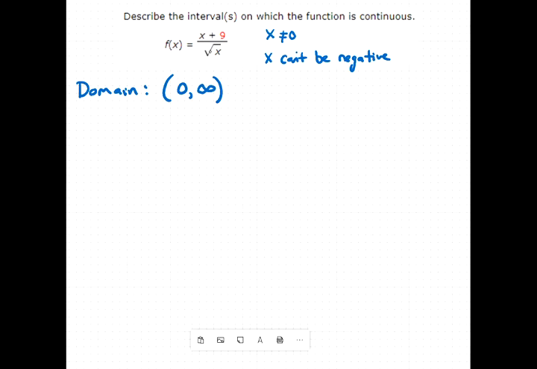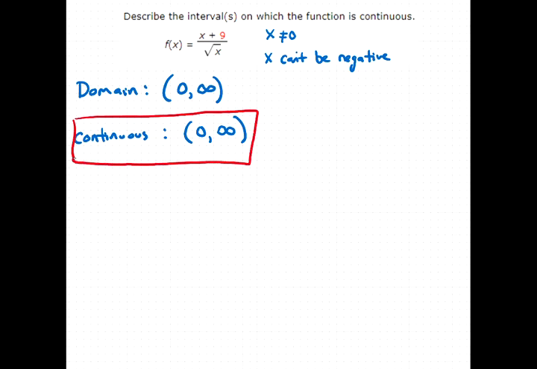So the function is also continuous on the open interval 0 to infinity. Okay, and that answers the question at hand.